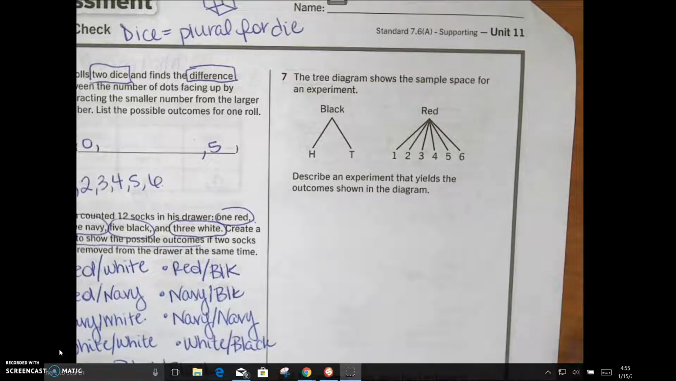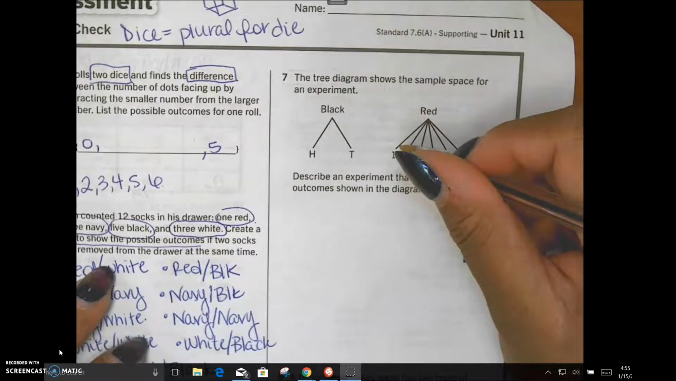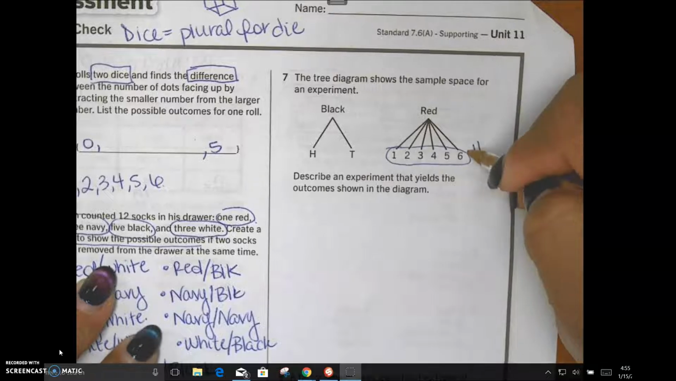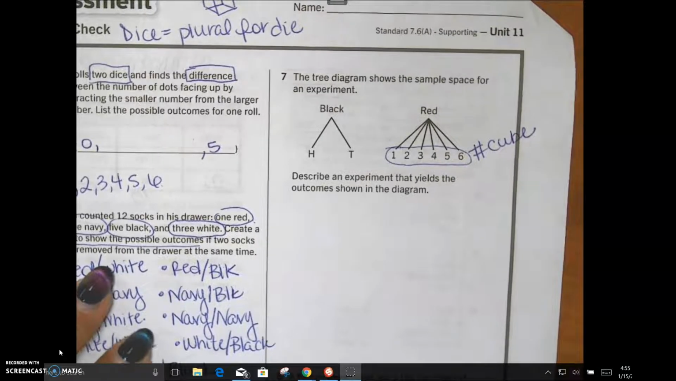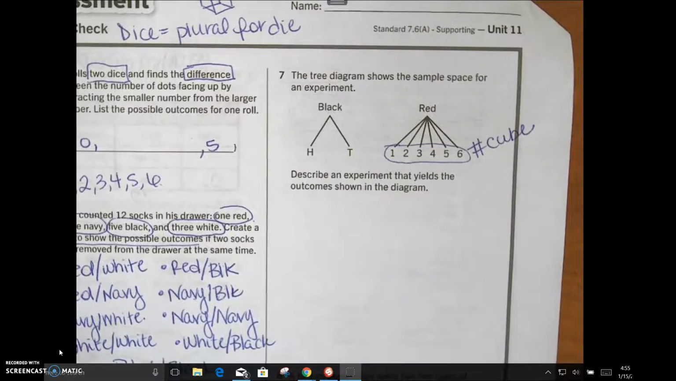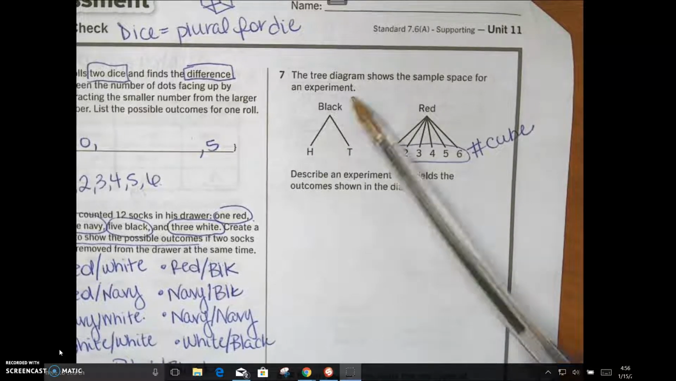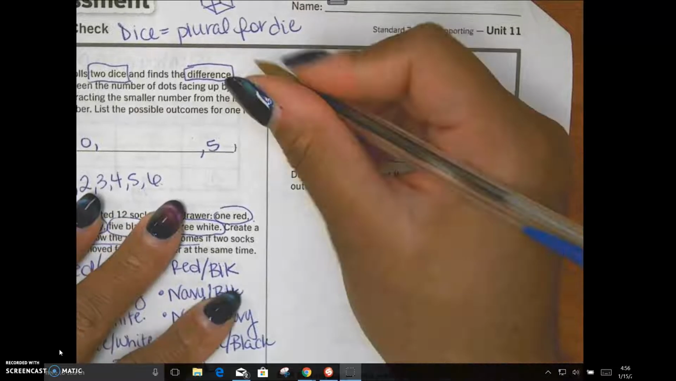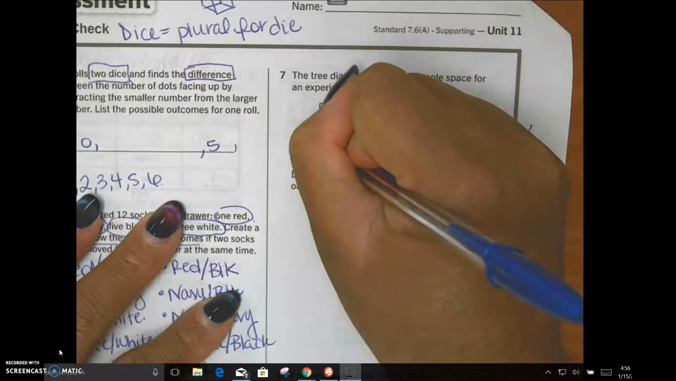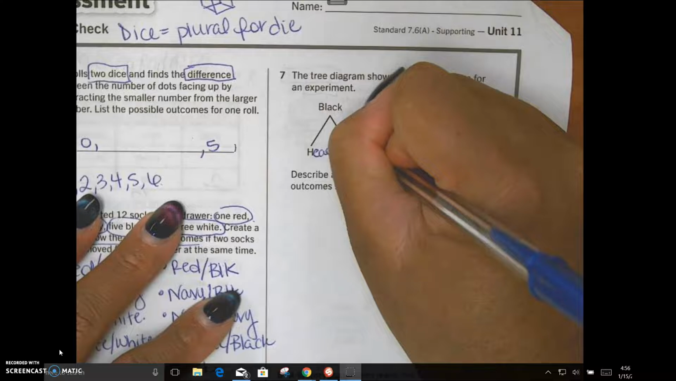Rolling a number cube. Which one of these could represent rolling a number cube? It's not. These, the 1 through 6. So this is a number cube. What else? No, we're not drawing an item from a bag here. What else? No, not the alphabet. What else? Yes, flipping a coin. I didn't write flipping a coin there. I need to. Heads and tails.